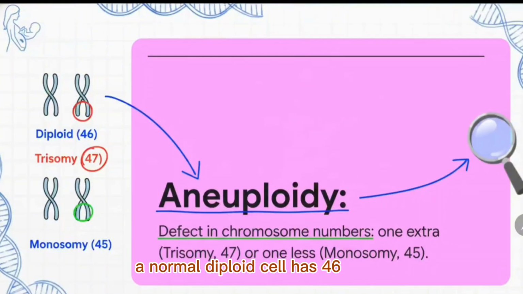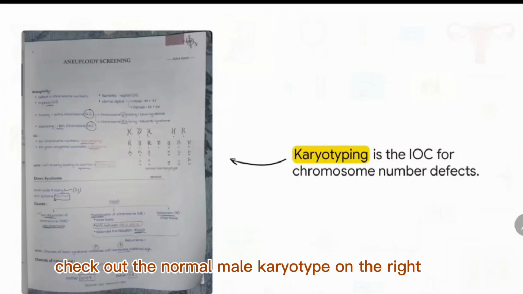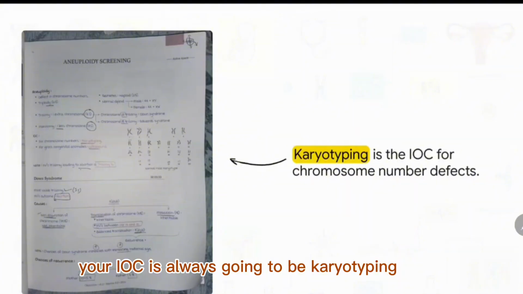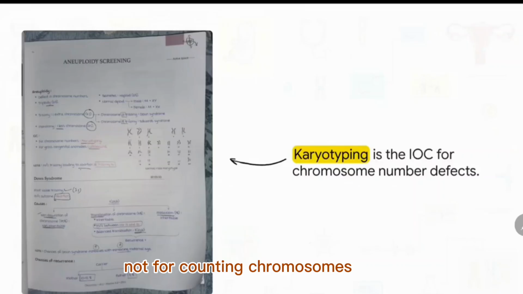A normal diploid cell has 46. Add one extra, making it 47, and that's a trisomy. Take one away, making it 45, and you have a monosomy, simple and straight to the point. Looking at the notes here, check out the normal male karyotype on the right. For any defect in chromosome numbers, your investigation of choice, your IOC, is always going to be karyotyping. Ultrasound is just for gross congenital anomalies, not for counting chromosomes.